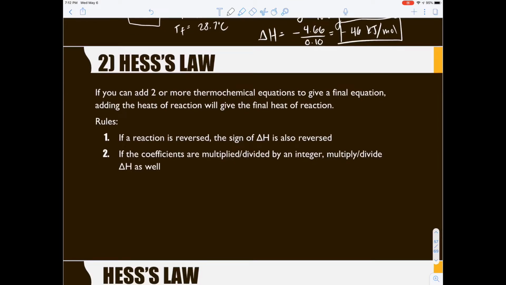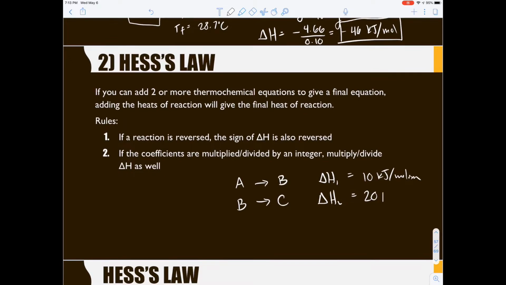So Hess's law is a little confusing at first, but it's fun. Basically, if I give you multiple reactions, like A goes to B, and I told you delta H1 for this was 10 kilojoules per mole reaction. And then I gave you B goes to C, and when that happens, delta H is 20 kilojoules per mole reaction.